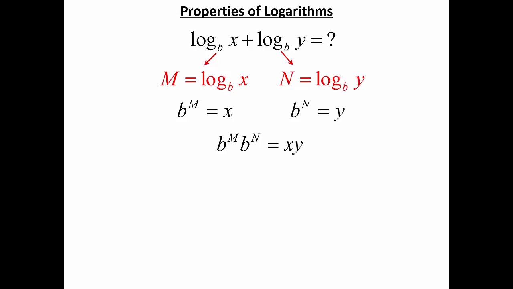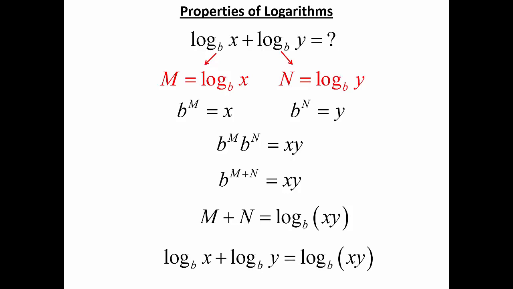Now, again, multiplying like bases really just means add the exponents. So b to the m times b to the n is actually b to the m plus n. And then that exponential expression can be retranslated back into a logarithmic expression. M plus n is the exponent that b must be raised to get xy. Therefore, log base b of xy is m plus n, which of course m was originally log base b of x, and n was originally log base b of y.